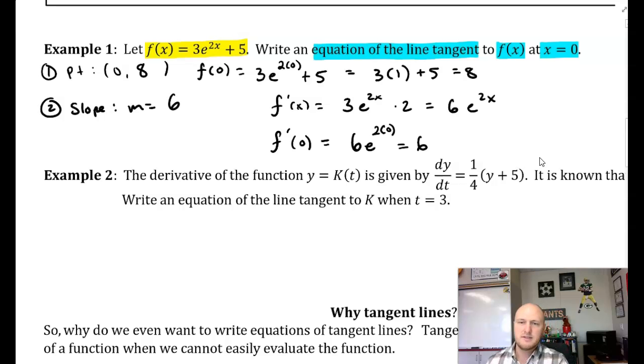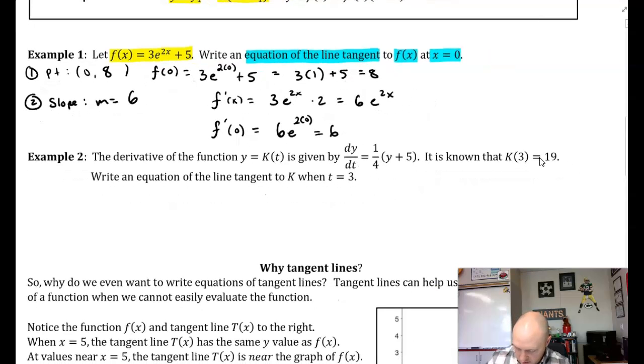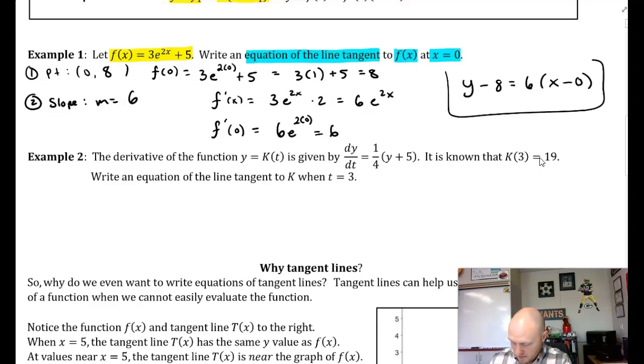So there's my two things. I have my point, I have my slope, so I can write the equation of my line. y minus 8 is equal to 6 times x minus 0, or just 6x if you will. But this is equivalent. There is your tangent line.